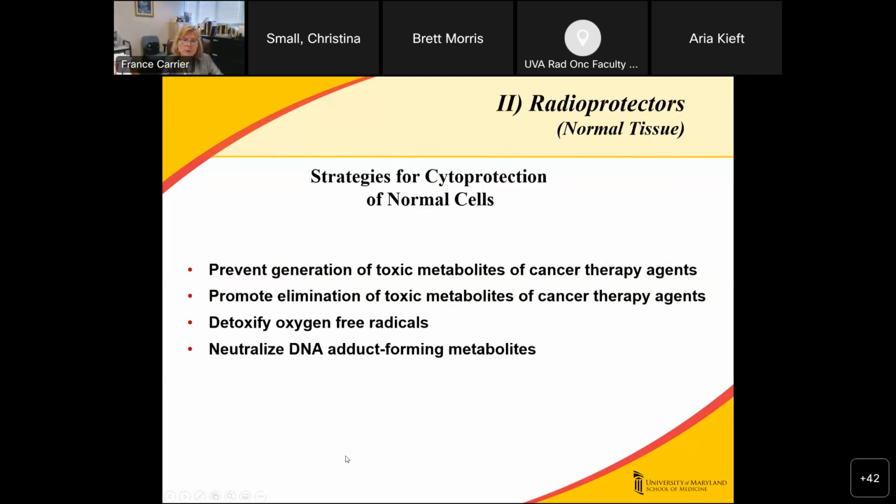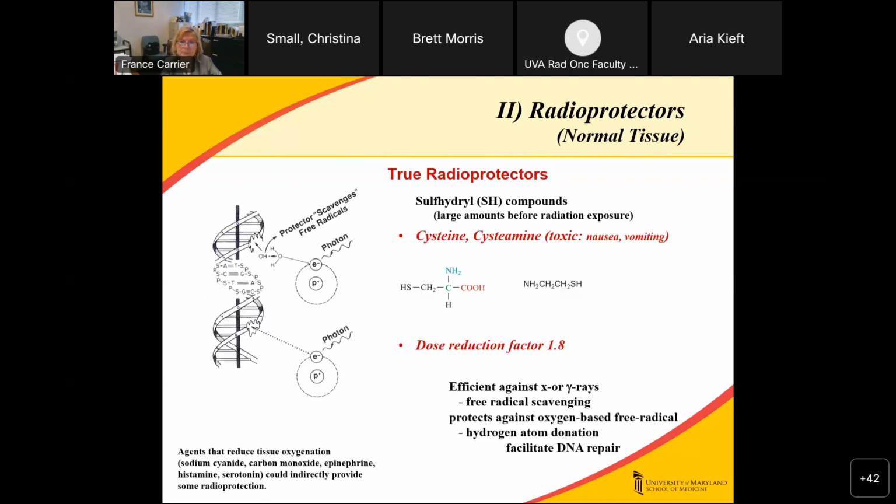So now I will switch to the second part of this talk, and we'll go over radioprotectors. How can we protect normal tissue? There are different ways that can be done. You can prevent generation of toxic metabolite. We can promote elimination of the toxic metabolite, try to detoxify the free radical, and try to neutralize the analogs that are forming the metabolite.